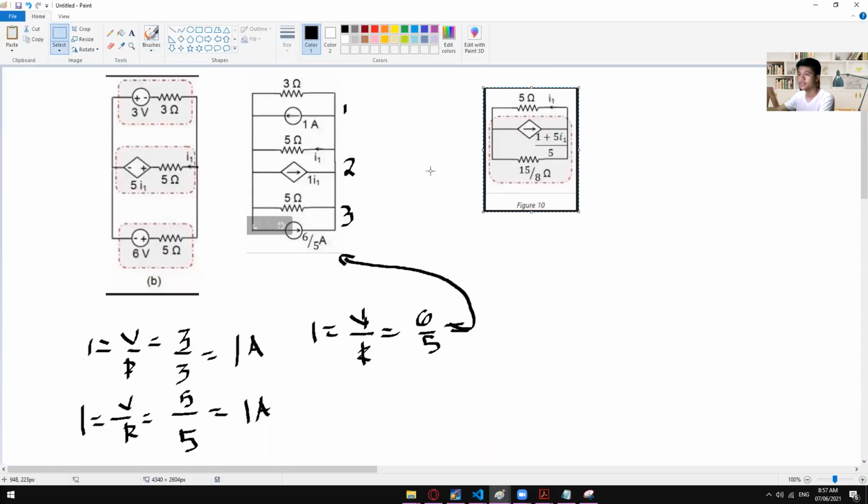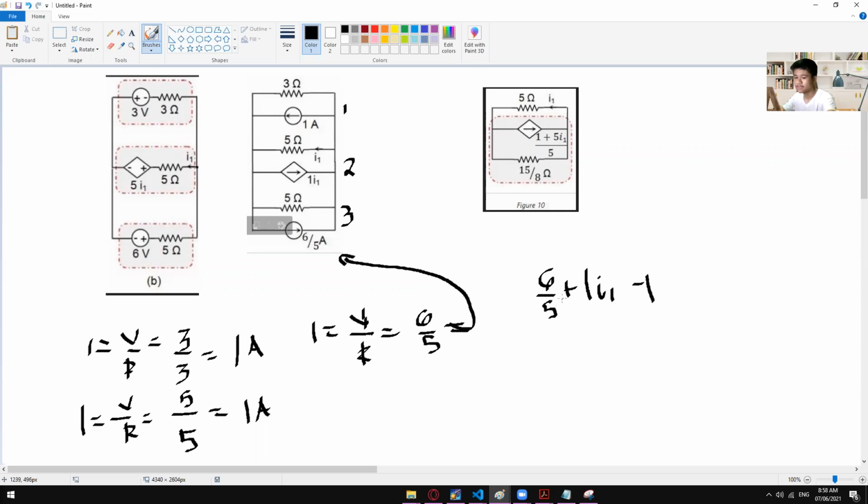Okay. So this could be transformed into something like this. All you need to do is add if they have the same polarity of current, and then deduct if they are not the same. Okay. So in here, 6 over 5, plus 1 I sub 1 minus 1.